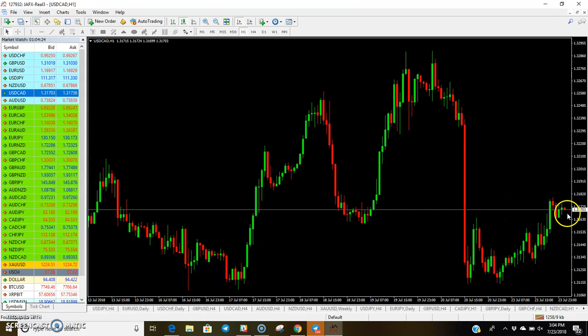This is the current price sitting over here. The pair is currently sitting at 1.31703.